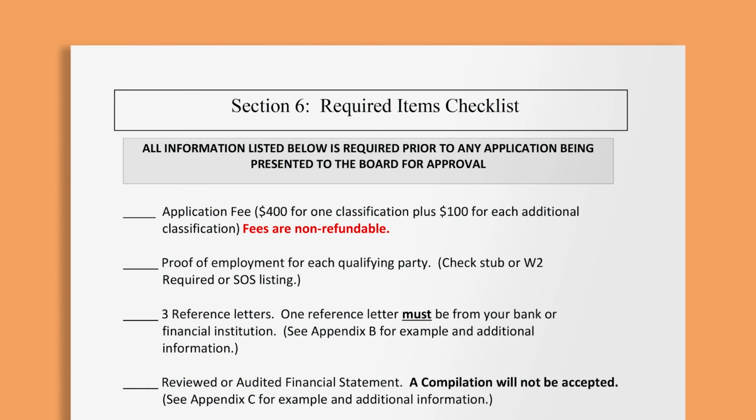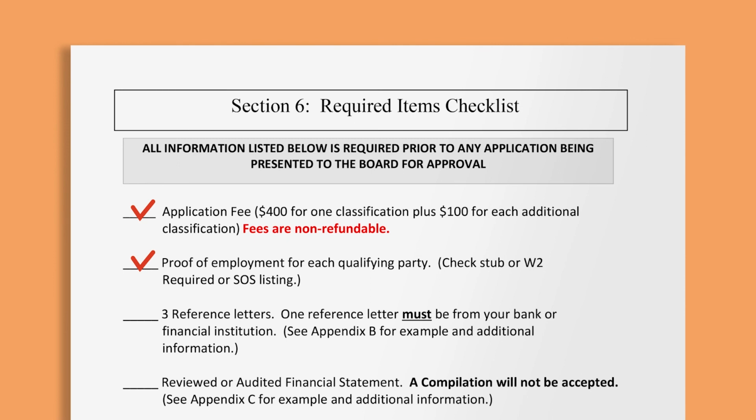Finally, go over your application one more time to make sure all areas are filled out and the requested information is complete and you have attached all required documentation. Use the Required Items checklist found in Section 6 to ensure you have included everything with your payment and completed application form. Remember, you must submit the appropriate proof of employment for each qualifying party.